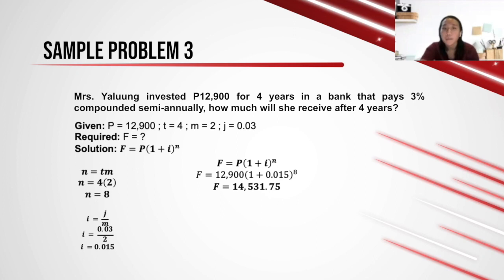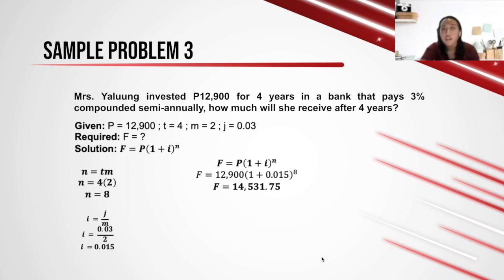By following the template I mentioned earlier, let us first identify the given values in this problem. First, the principal is given, so we list down P is equal to 12,900. The term of the loan is given, so T is equal to 4 years, and the frequency of conversion M is semi-annual, so we list M is equal to 2. The nominal rate J is equal to 0.03. Now we need to find the compound amount F. What will our solution be?